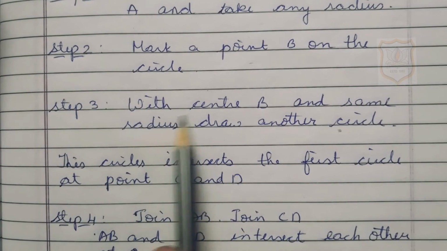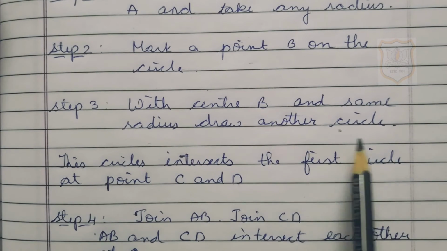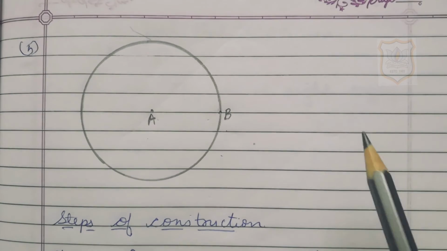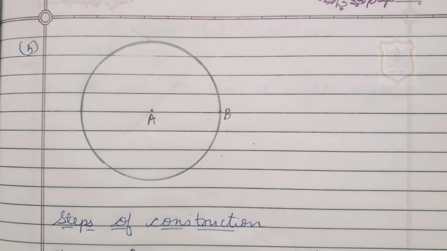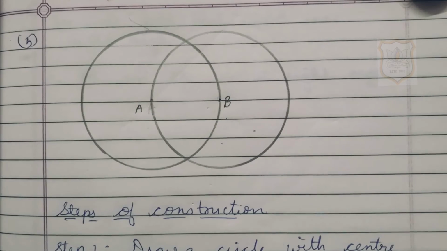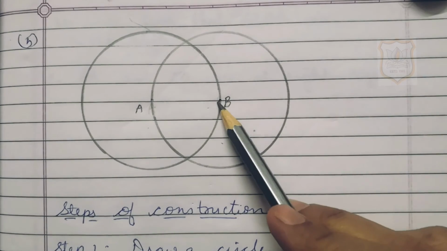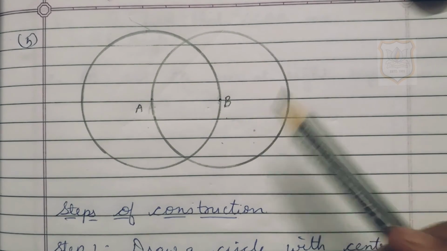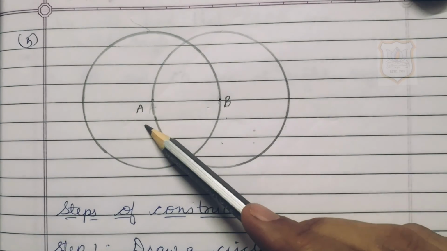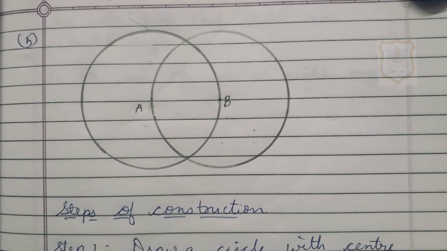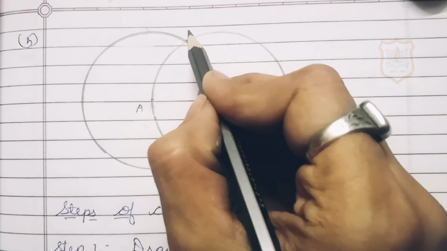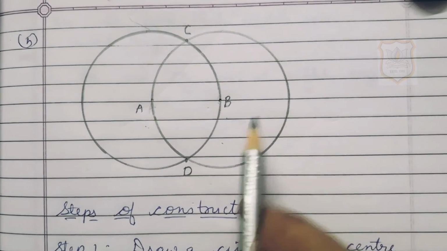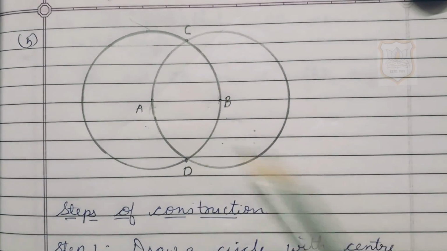Step 3. With center B and the same radius, draw another circle. So students, we have to draw another circle with center B and the same radius. Now this circle B intersects the first circle at points C and D. Here we will write point C and here we will write point D. These two circles intersect at points C and D.